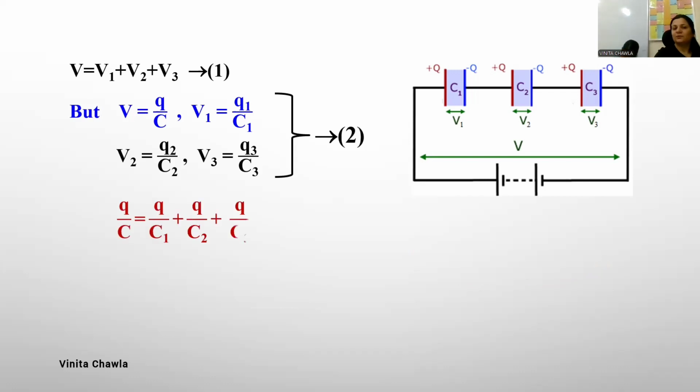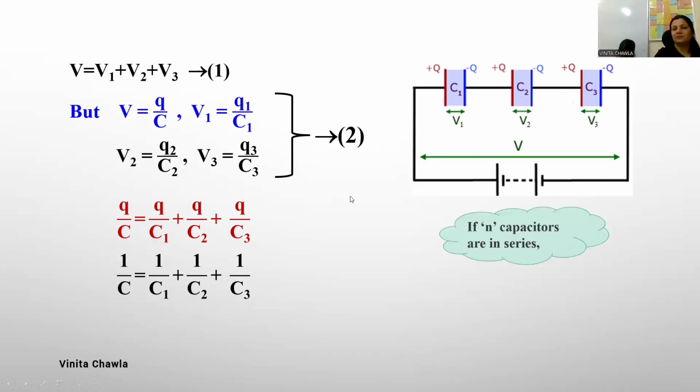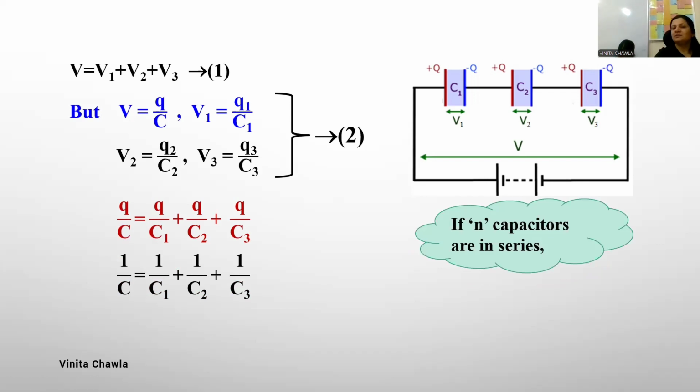So we'll get this. Now we can take Q common and cancel these Q's. So we'll get 1 upon C is equal to 1 upon C1 plus 1 upon C2 plus 1 upon C3. So when capacitors are connected in series, we can simply add their reciprocals to get the net capacitance or equivalent capacitance.